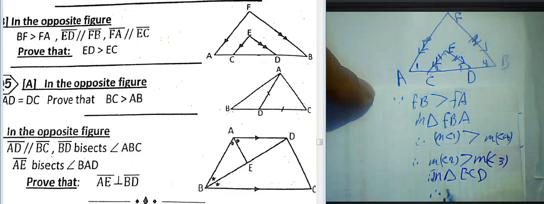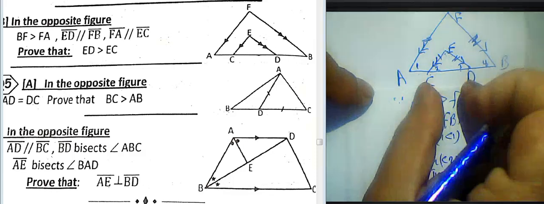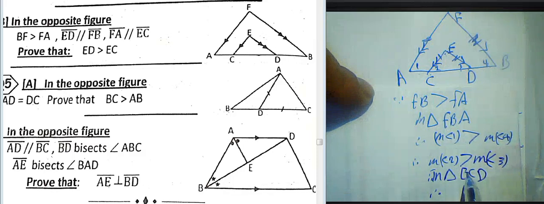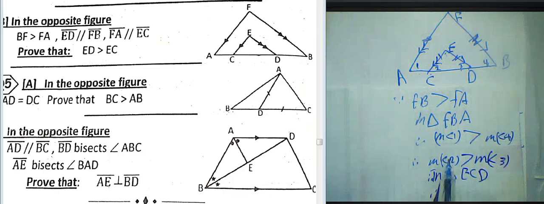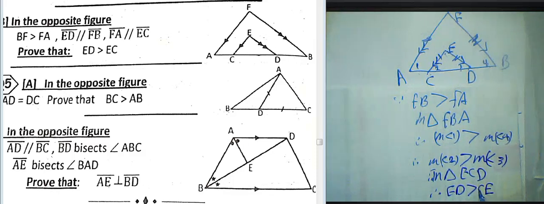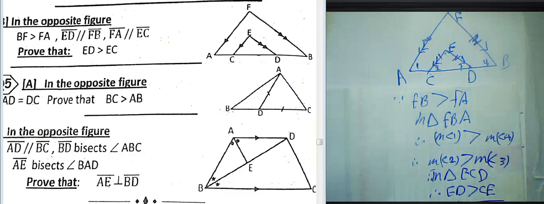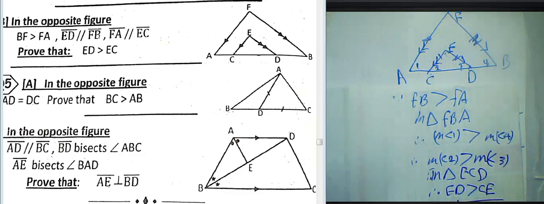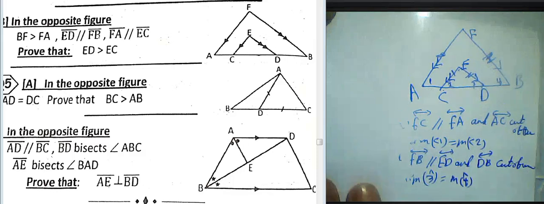Then in triangle ECD, because we have a difference in measure of the two angles here, the opposite sides will be different in length. Measure of angle 2 is opposite AD, and measure of angle 3 is opposite CE. Okay, well, then ED is greater than CE. Question number 5. Understood, my students? Look, it's a very easy question.